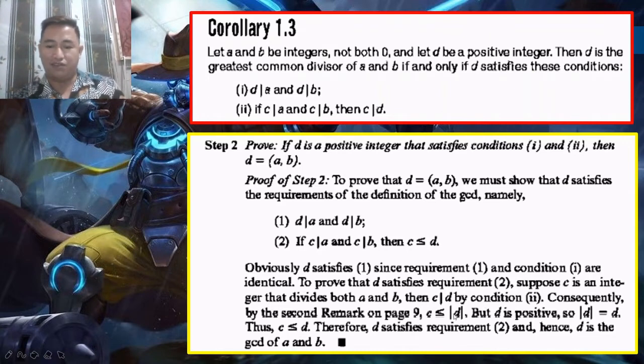Kay kaning absolute value nga D, ilisan ta na og D lang without absolute value kay equal naman silang duha. Una show na nato class nga C is less than or equal to D. Therefore, D satisfies requirement number 2. And hence, D is the GCD of A and B. So, end of proof. Okay na ang 1.3.